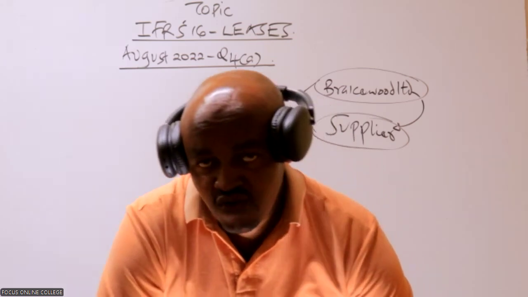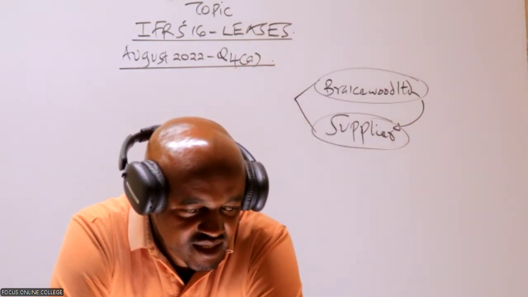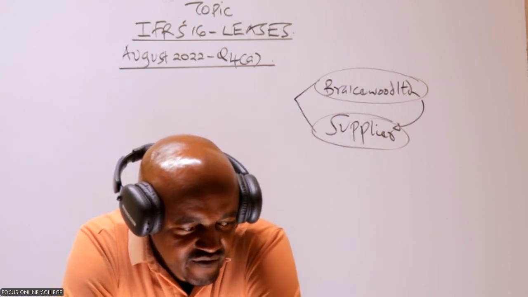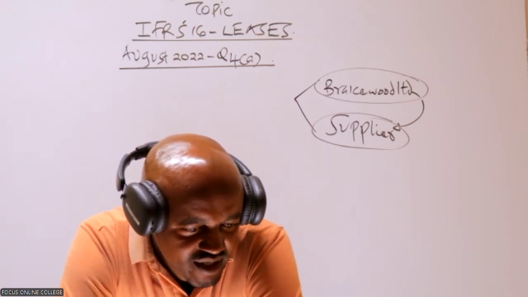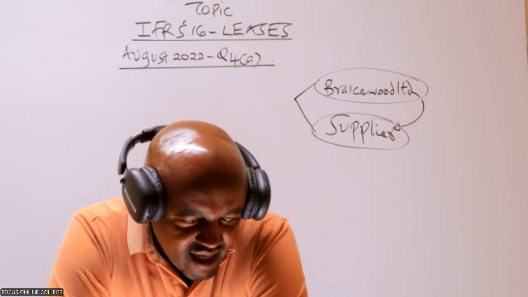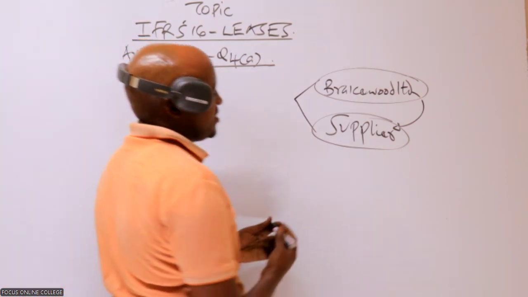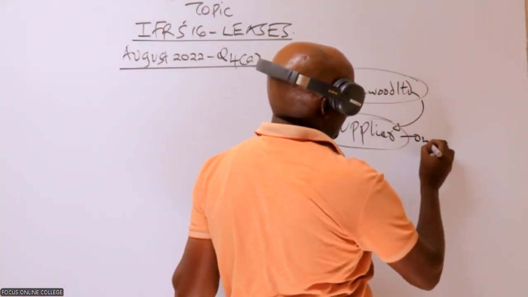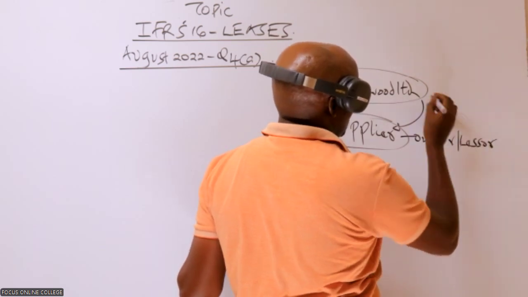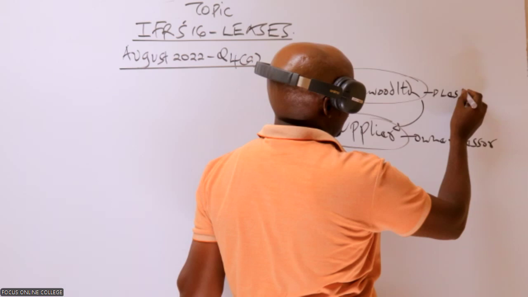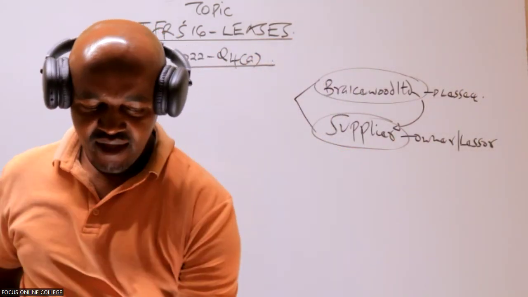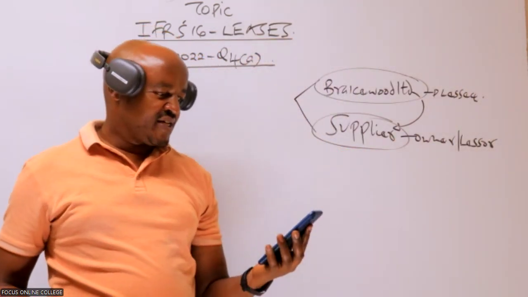Who, out of these two parties, Breakwood Limited and the supplier, owns this asset? That's the first thing we need to know. Yes, the owner of the asset is basically the supplier. So if the supplier is the owner, it means the supplier here is the lessor, whereas this party is the lessee. Having identified that, we need to check what the examiner is requiring.